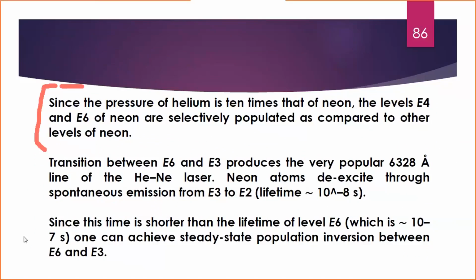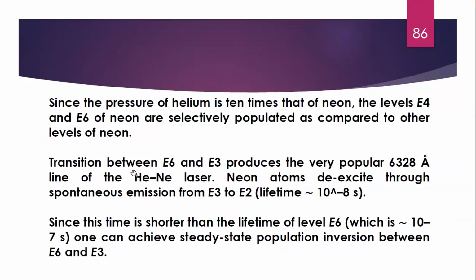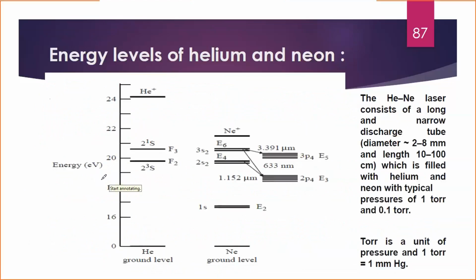So let me come to the energy level diagram, then we can have a better understanding. Here is the energy level diagram. One can see the scale, which is increasing: energy is increasing, noted here in electron volts. Here is the helium ground level, and here is the neon ground level. So you see the energy levels also.